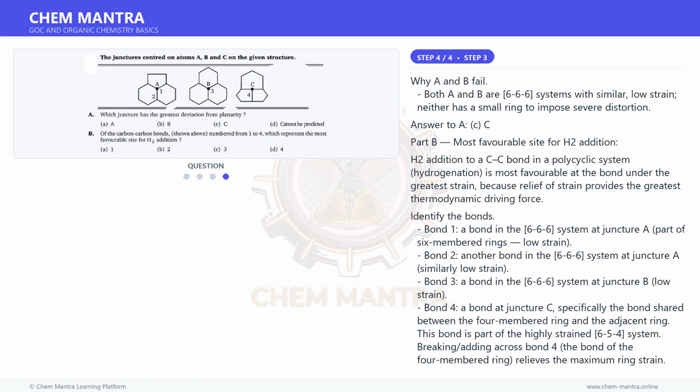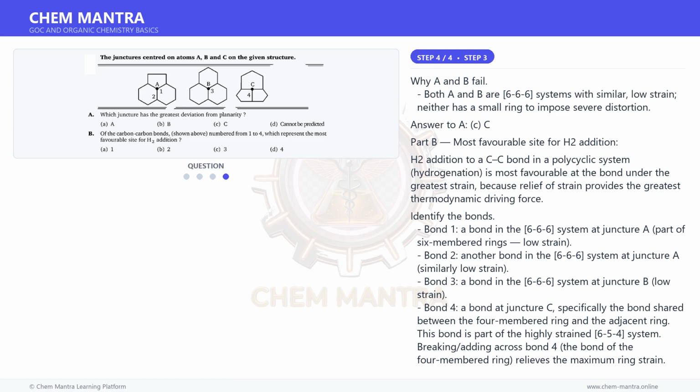H2 addition to a C-C bond in a polycyclic system, hydrogenation, is most favorable at the bond under the greatest strain, because relief of strain provides the greatest thermodynamic driving force. Identify the bonds. Bond 1, a bond in the 6-6-6 system at juncture A, part of 6-membered rings, low strain. Bond 2, another bond in the 6-6-6 system at juncture A, similarly low strain. Bond 3, a bond in the 6-6-6 system at juncture B, low strain.